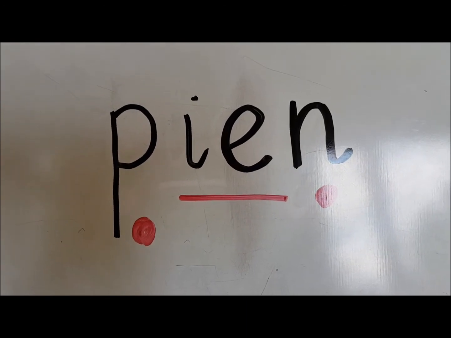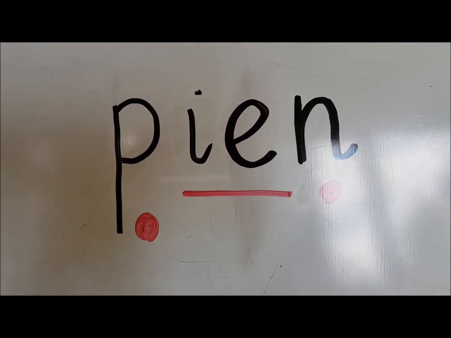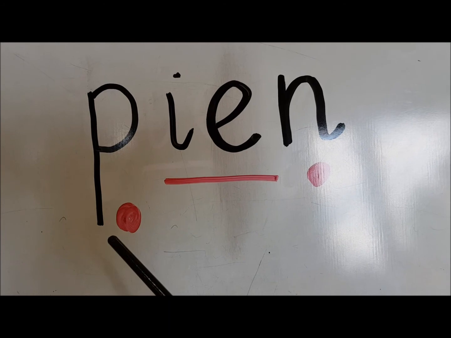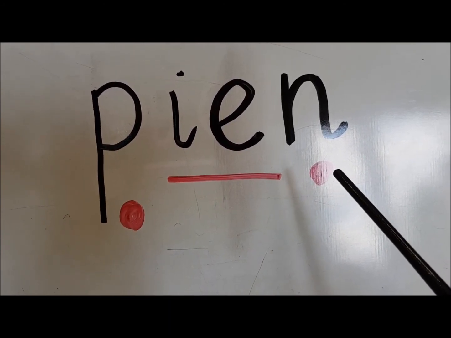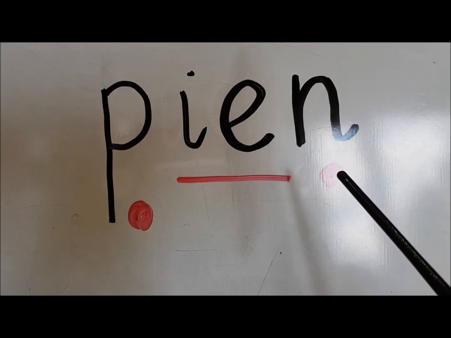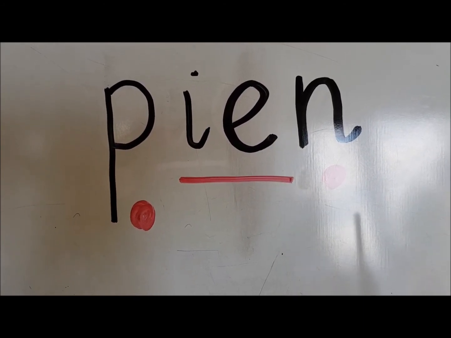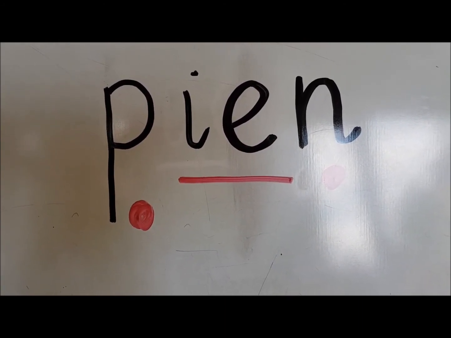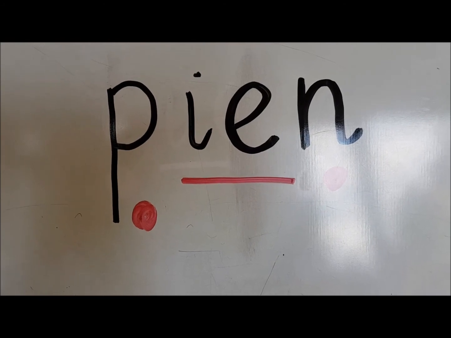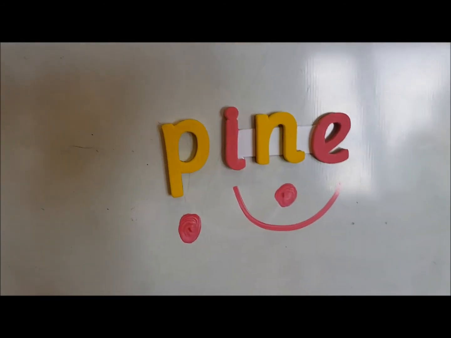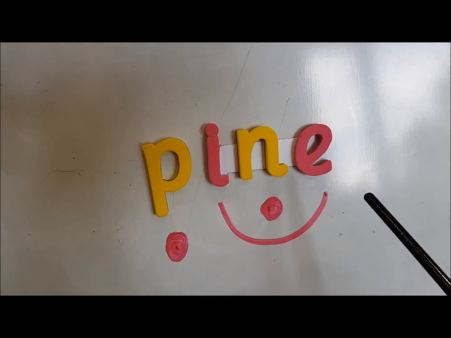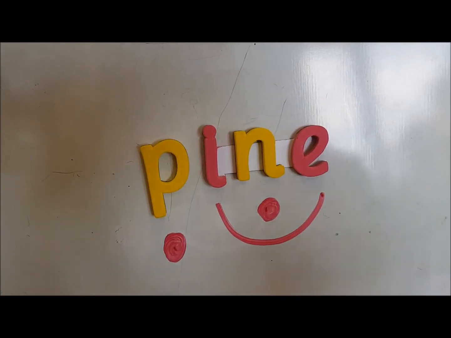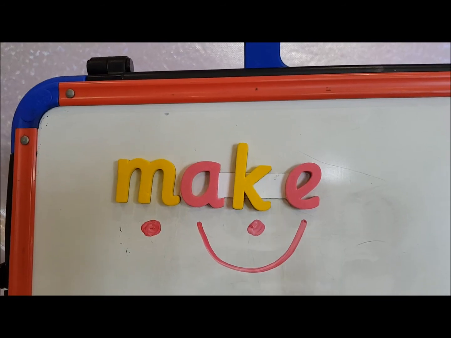I also had a go at writing the word pine. Let's sound it out. P, I, pine. It sounds right, doesn't it? But again, that's not how you spell it. We need to use the split digraph. Let's take a look. P, I, pine.